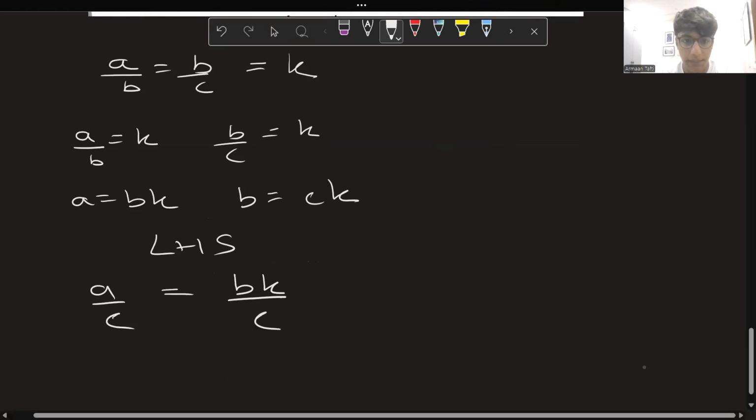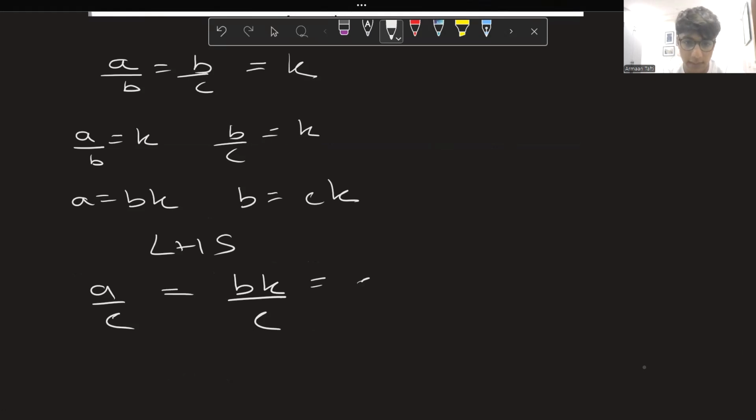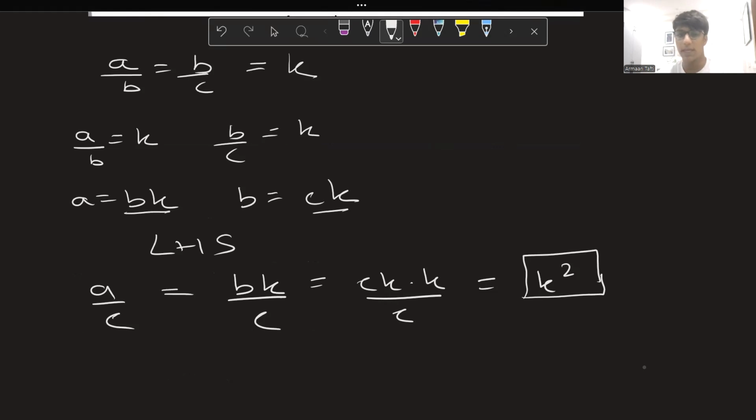But now, what have we written B as? We've written B as CK. So let's write B as CK once again. So that's CK times K divided by C, right? So now this simplifies to K square, right? Let me repeat what I've done right here. A, we've written it as BK, right? Now we've written B as CK. So I've written B as CK, and then you get CK squared by C, and you can cancel out the C's, and you get K squared.